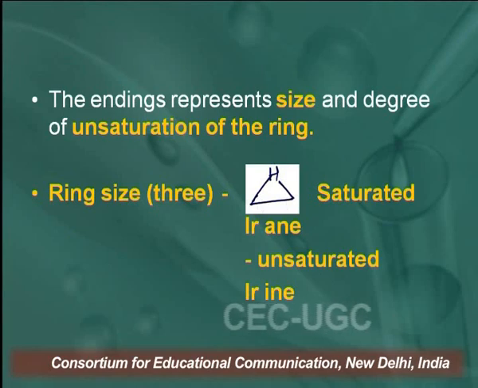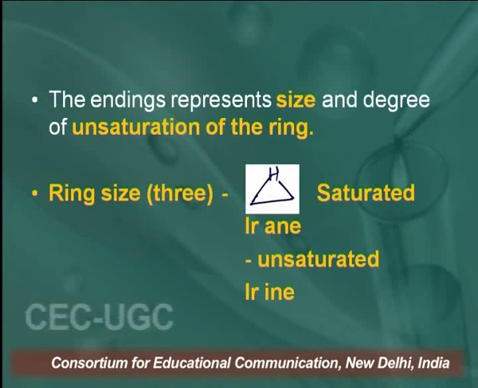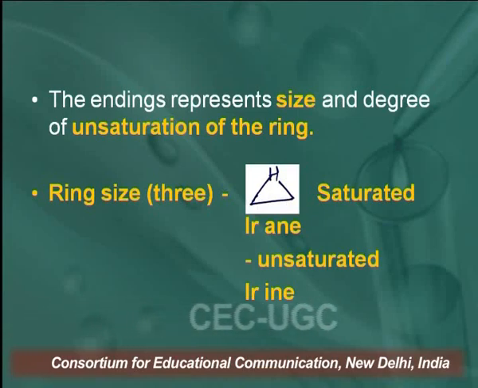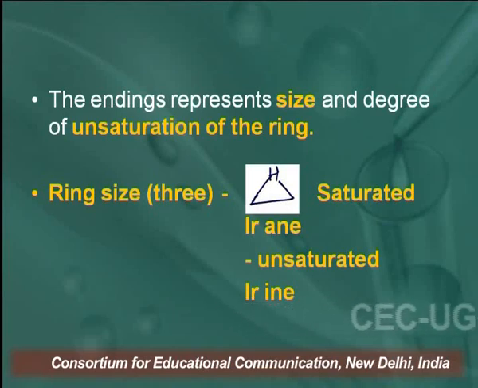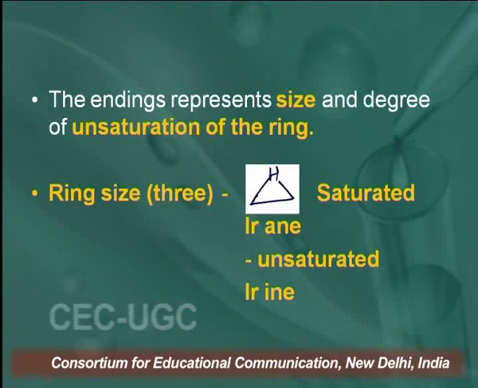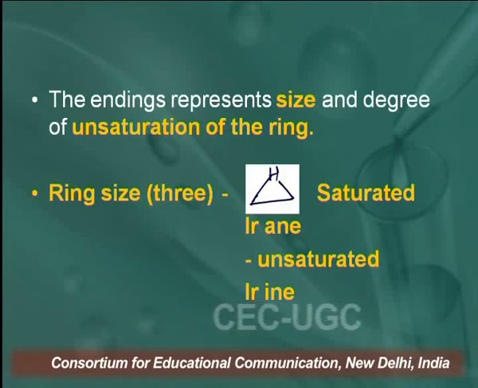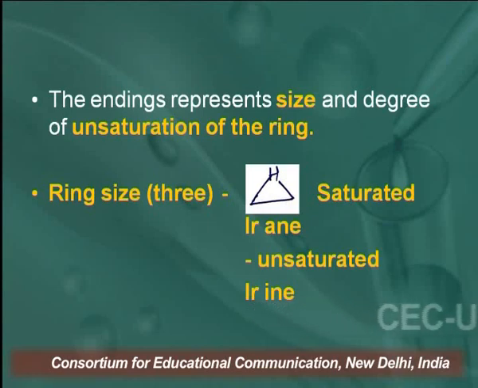So, learners, again an important point: the ending of the ring name represents the size and degree of unsaturation of the ring. Here, in the ending, you will see -irane, -irine. If the ring is saturated, -ane means saturation, -ine means unsaturation. So the ending of the name represents the degree of unsaturation or saturation.